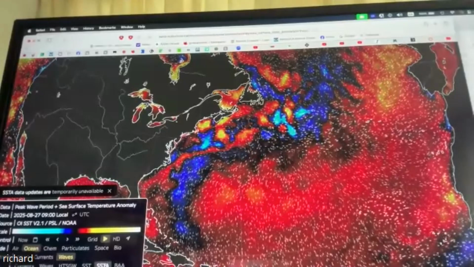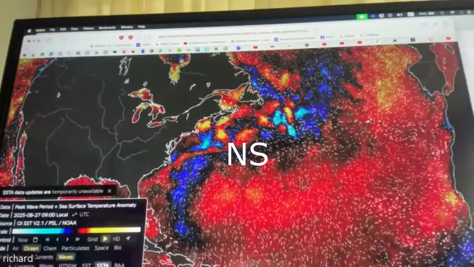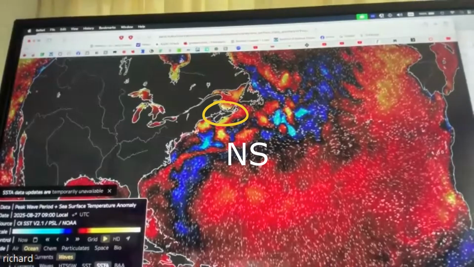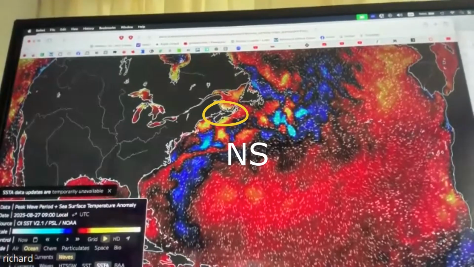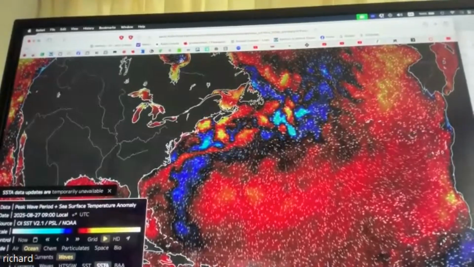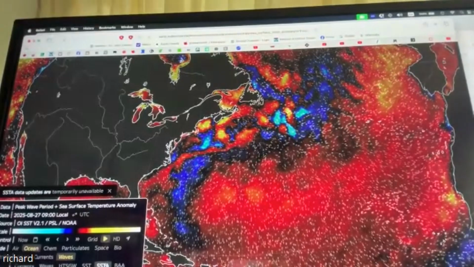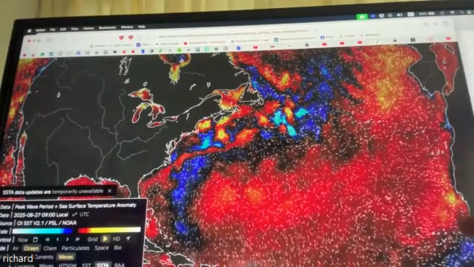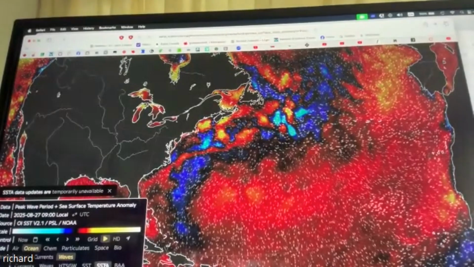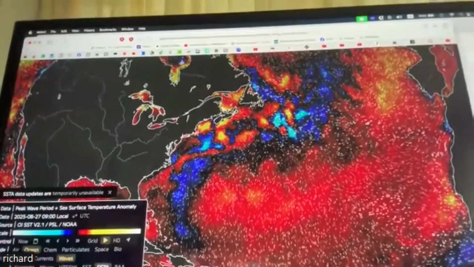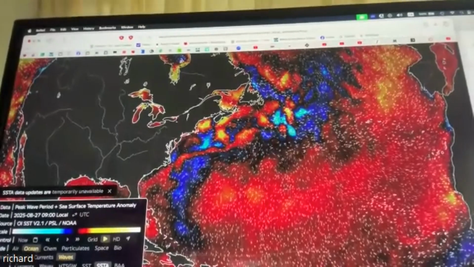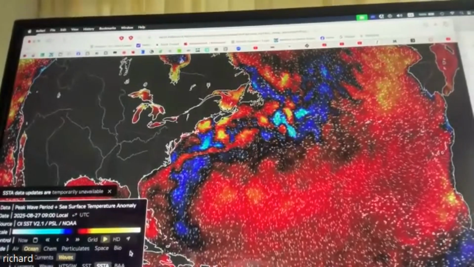earth.nullschool.net. Okay, and we'll put that in the show notes for people that are interested. That's cool. Yeah, it's fabulous. So you can look at air currents, weather currents, chemical particulates, waves, and all things meteorological. And what you're looking at right now is called SSTA. That is the sea surface temperature anomaly.